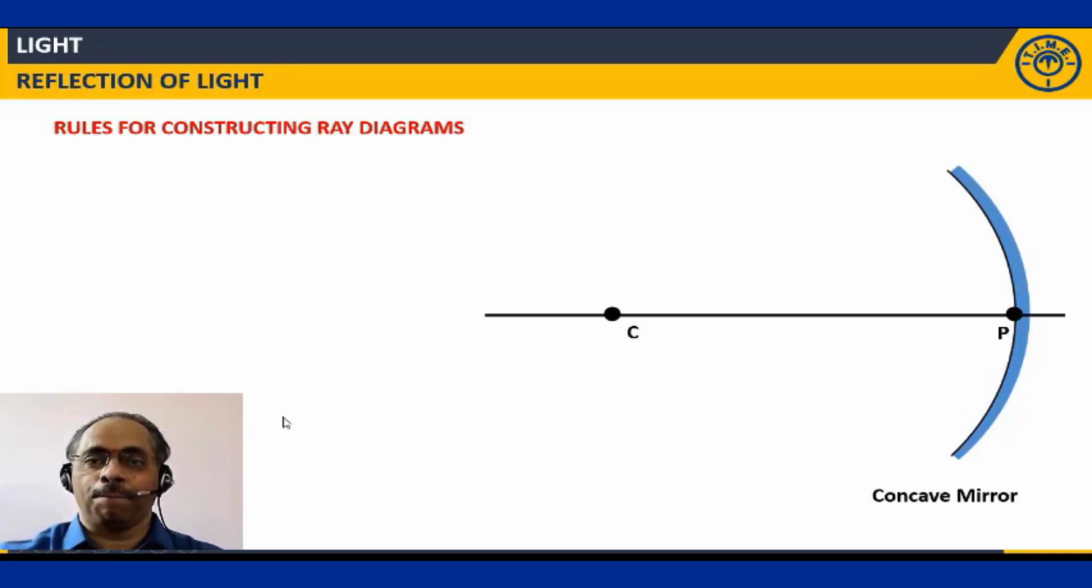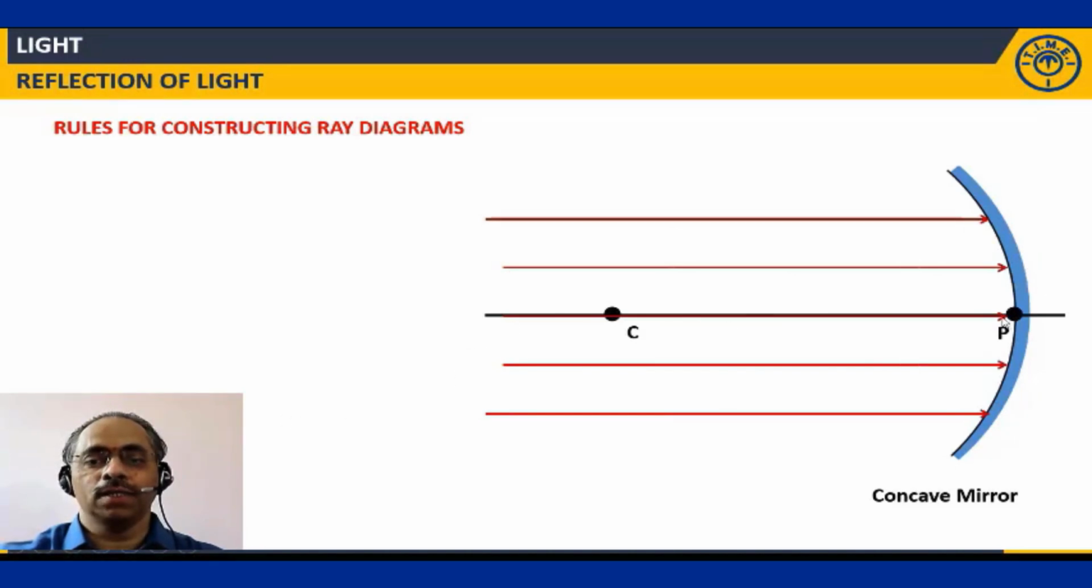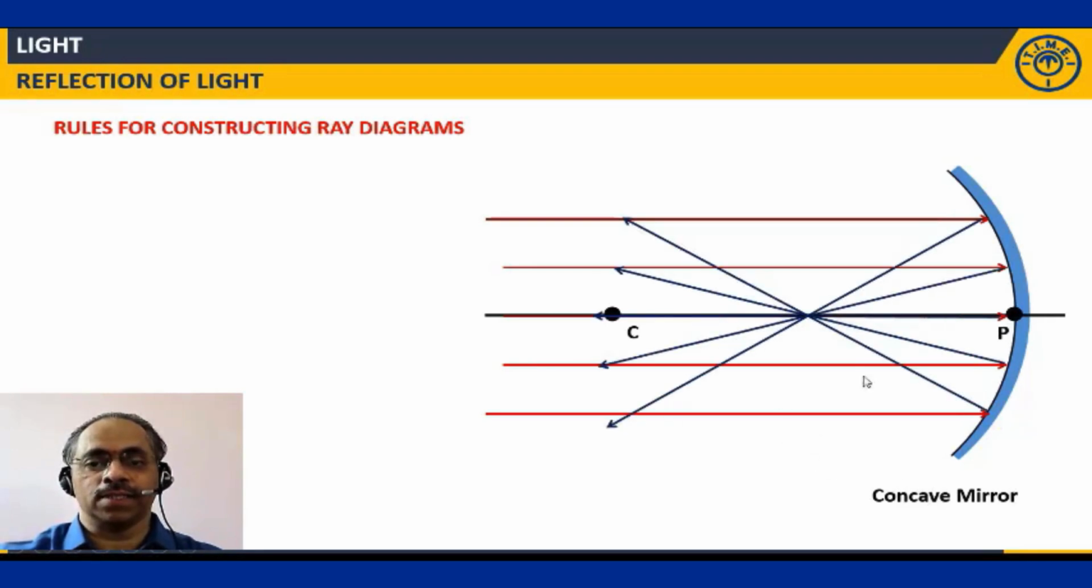Now I'll consider a parallel beam of light, parallel to the principal axis, incident on the concave mirror. After reflection, these light rays will pass through this particular point on the principal axis. This is nothing but the focus, the principal focus. So the rule is that in the case of a concave mirror, if I have a parallel beam of light parallel to the principal axis, then after reflection, they will pass through the focus.